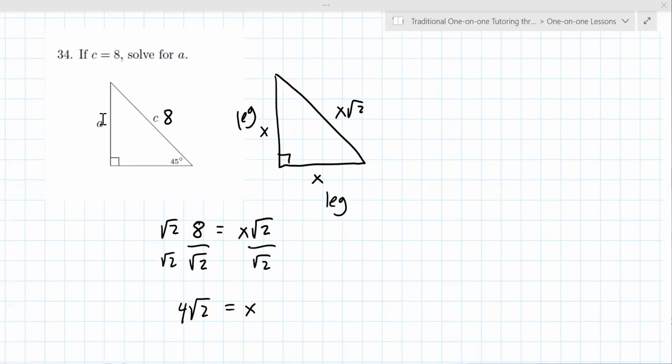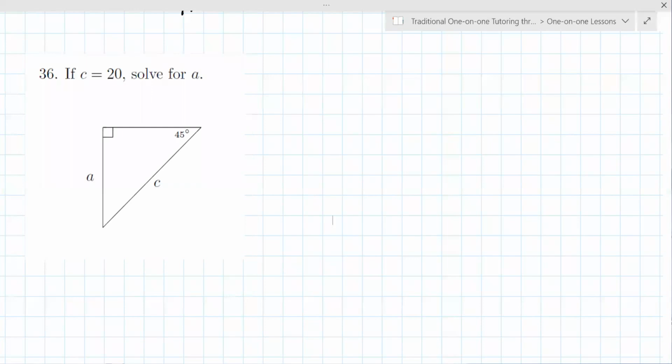So what is the value of a in this problem? a is 4 square root 2. And what is b? 4 square root 2. Perfect. Okay. Let's try another one here. Actually, I'll have you do this one on your own. Give that a try, please.